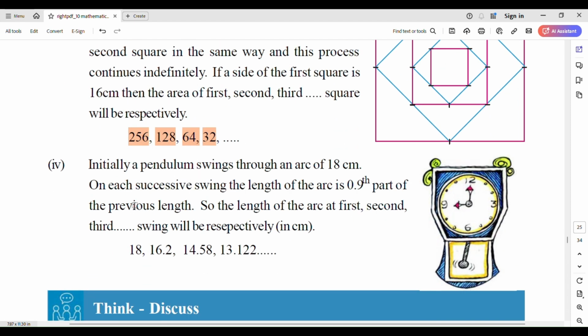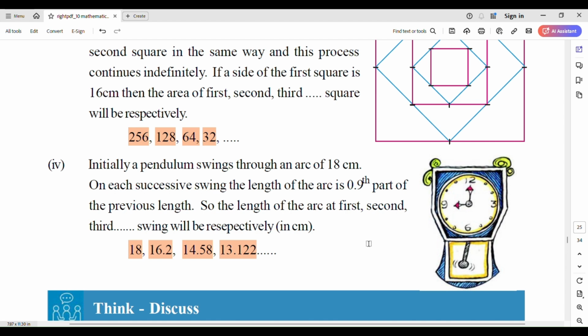Initially a pendulum swings through an arc of 18 centimeters. The distance from here to here is 18 centimeters. On each successive swing, the length of the arc is 0.9 part of the previous length. So if the first one is 18 into 0.9, so 16.2 into 0.9, 14.58 into 0.9, 13.122. So like this it will go on basically. So this is definitely in a geometric progression.